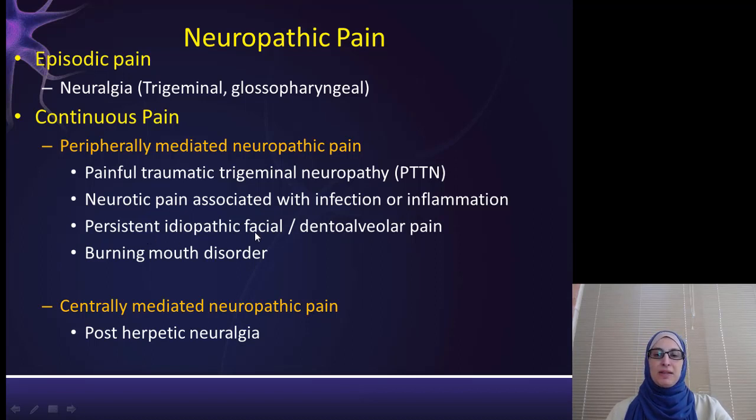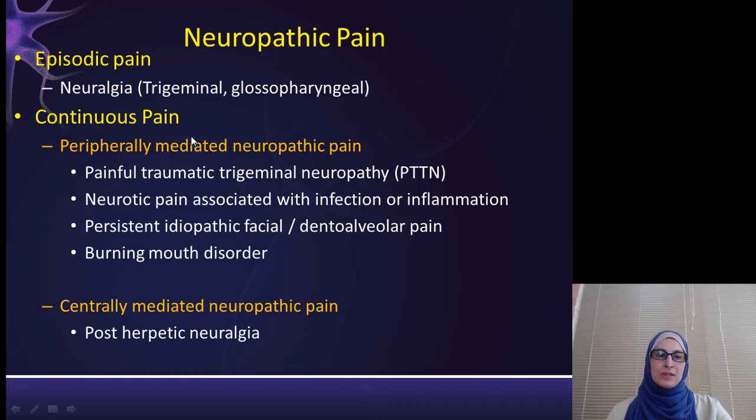Persistent idiopathic facial pain, or persistent idiopathic dentoalveolar pain. It depends where the pain is located. And burning mouth disorder or burning mouth syndrome. Please note that here I have used the most recent terminology suggested by the Pain Society. I'll be presenting the previous or the old names when I talk specifically about each disorder.